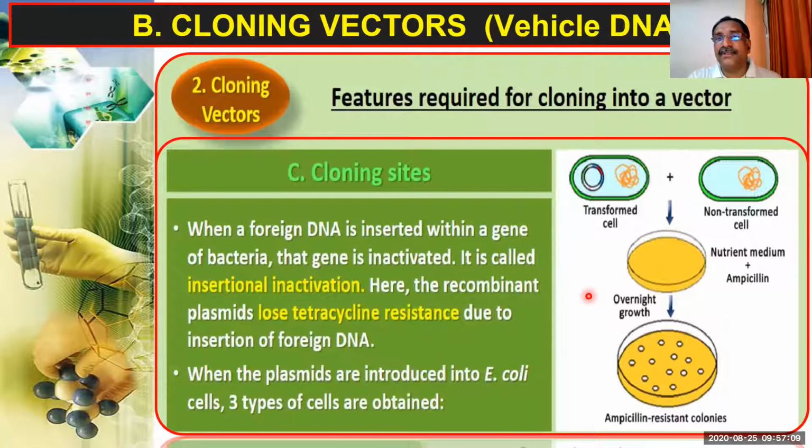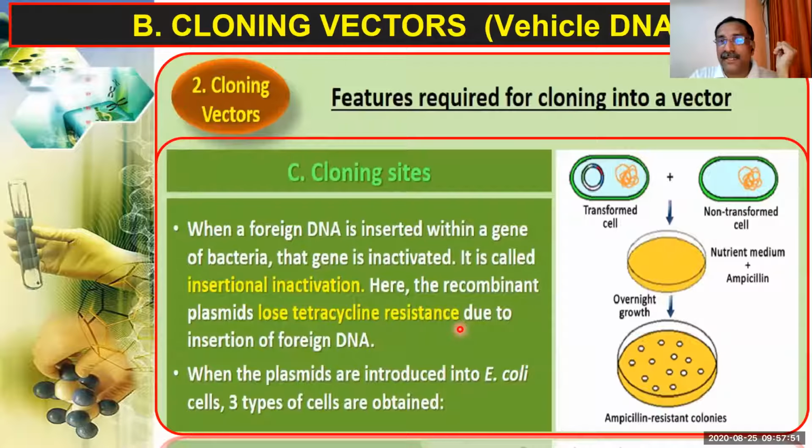The body will try to reject it, and when it does, you see the body showing various symptoms, maybe fever or something like that. In the same manner, when you insert a gene within the gene of a bacterium, that gene gets inactivated. This is called insertional inactivation. You inserted it in the tetracycline area, so the bacteria will lose the tetracycline resistance because of the insertion of foreign DNA.